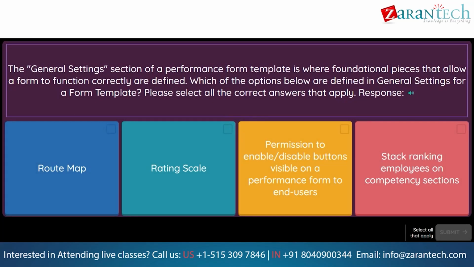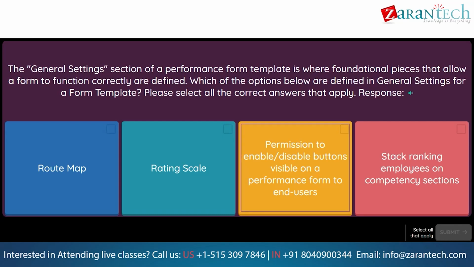Question: The general settings section of a performance form template is where foundational pieces that allow a form to function correctly are defined. Which of the options below are defined in general settings for a form template? Please select all the correct answers that apply. Response: Option 1: route map, Option 2: rating scale, Option 3: permission to enable/disable buttons visible on a performance form to end users, Option 4: stack ranking employees on competency sections.